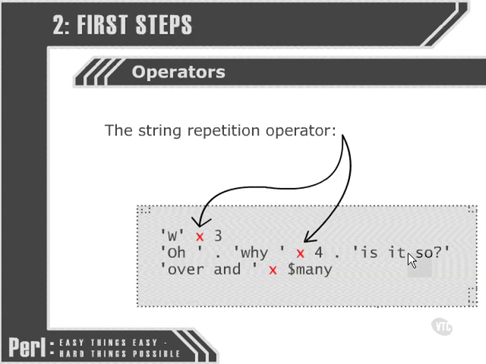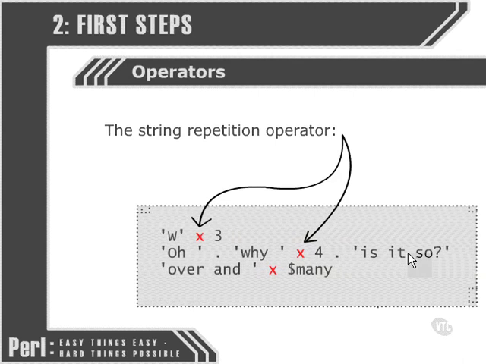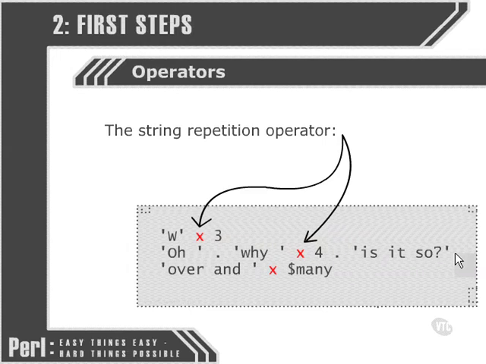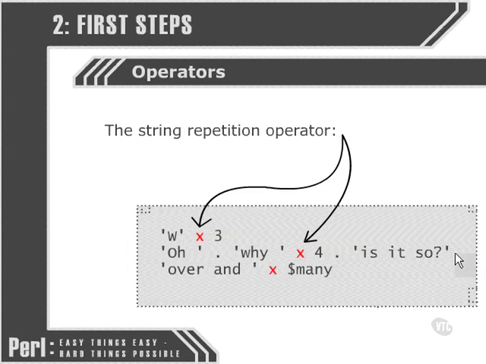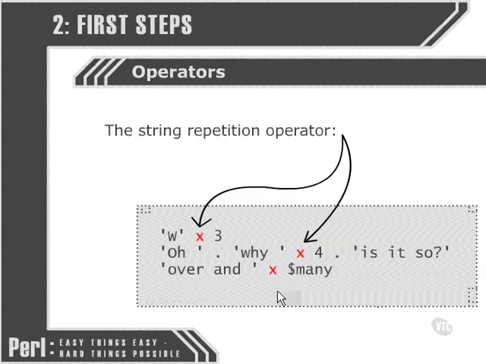So a W followed by the string repetition operator followed by the number 3 will give us W, W, W. Like this second line here, we're asking the word Y to be repeated 4 times. As you can see, we can happily mix operators within certain parameters, and Perl will return the appropriate response. So we're not asking for O and Y to be repeated 4 times, it just repeats the nearest value that it finds.